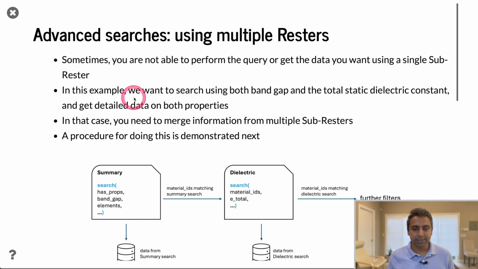So I'm going to use an example where we want to search on both the band gap and also on the static dielectric constant. This is like a typical thing that somebody might want to do.